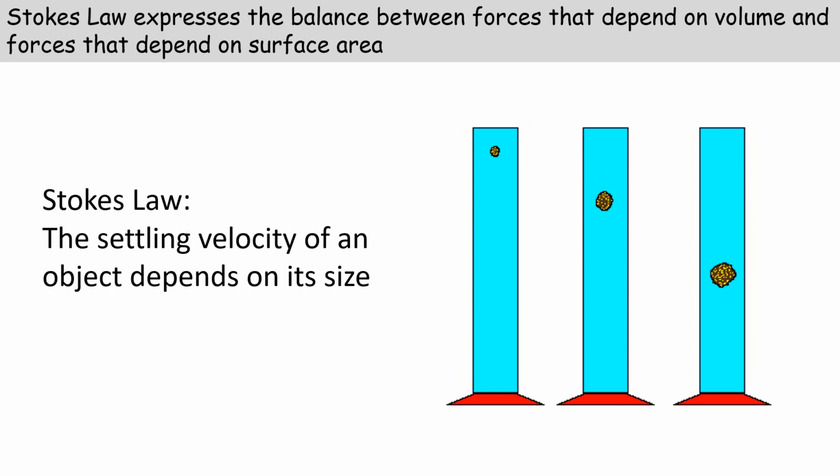This lesson is about Stokes' Law, which describes the relationship between an object's size and how fast it settles through a less dense fluid. You can see from the animation that larger objects are sinking faster than smaller objects. Stokes' Law is also just one specific example of a group of relationships that depend on the relative magnitude of an object's volume and its surface area. So I want to explore it in a little bit more detail.